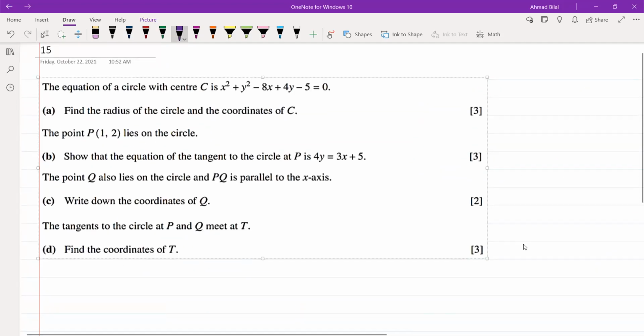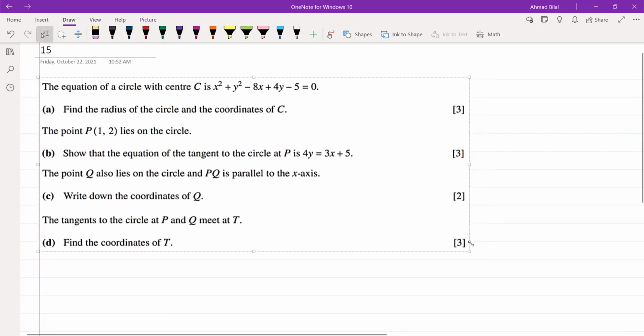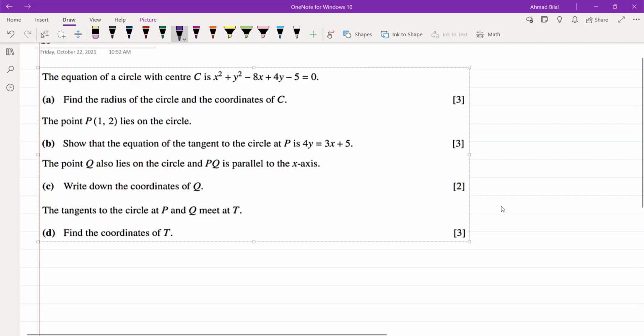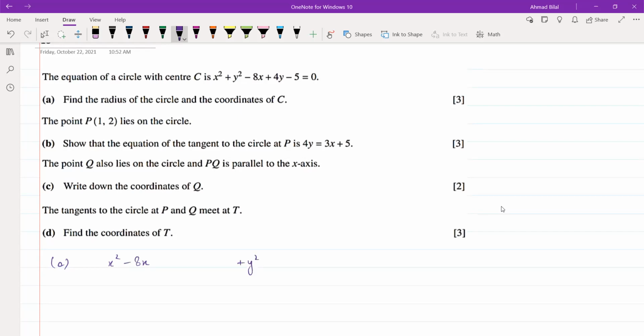So we have the equation of a circle, x² + y² − 8x + 4y − 5 = 0. The first part is pretty standard. You have to find the radius of the circle and the coordinates of the center C. What you do for that is complete the square. Let me go through the process very quickly. x² − 8x, then the y terms, y² + 4y. Take the constant to the other side, that's 5.